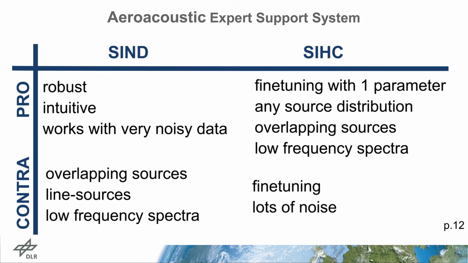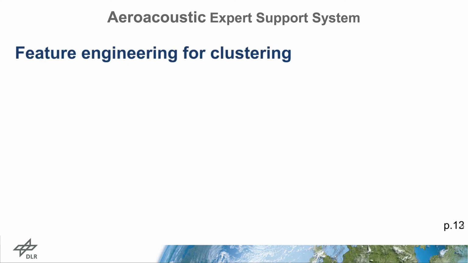SINT will even profit from this, since the histogram statistics increase. Now that we have a huge number of sources and their spectra at different Mach numbers, we want to cluster these sources again to show which are similar. To do so, we need properties based on which we can do this.